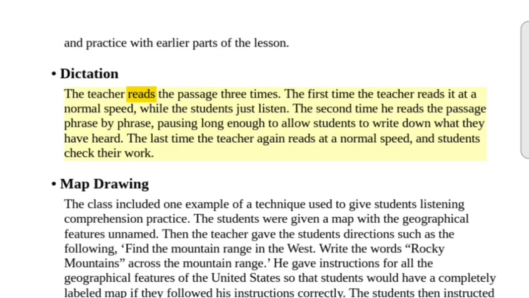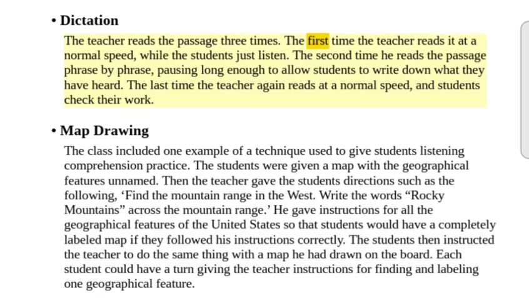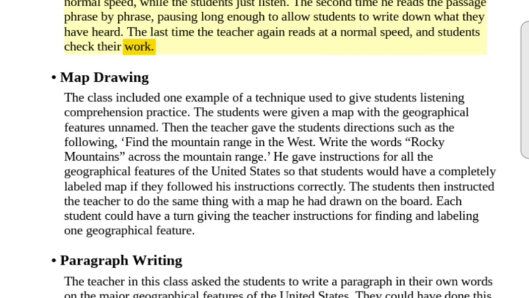Dictation. The teacher reads the passage 3 times. The first time the teacher reads it at a normal speed, while the students just listen. The second time he reads the passage phrase by phrase, pausing long enough to allow students to write down what they have heard. The last time the teacher again reads at a normal speed, and students check their work.